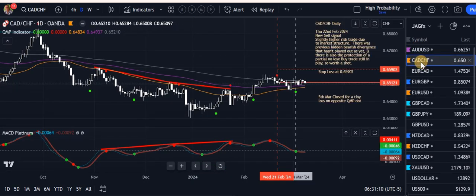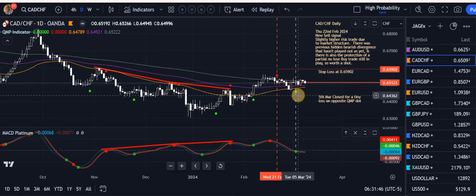CAD Swiss is also highlighted in yellow or orange, whatever you want to call it. What have I done here? I think I've closed this out. Yeah, I took a sell on the 22nd of Feb. You can read my notes here. So here's my sell. Eventually, it sort of meandered down a bit. It was going nowhere fast. So on the 5th of March, I closed on the open of this candle, the 5th of March. There's a new green QMP filter dot, MACD platinum shredder 0 level. I'm not going to be in this sell. I didn't take the buy.